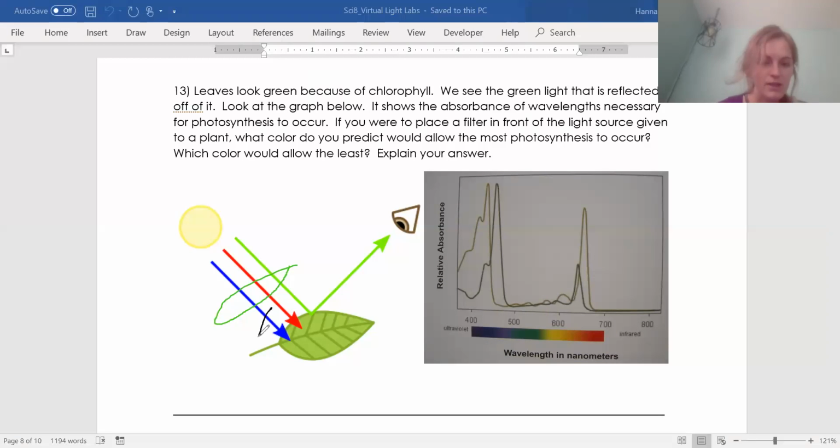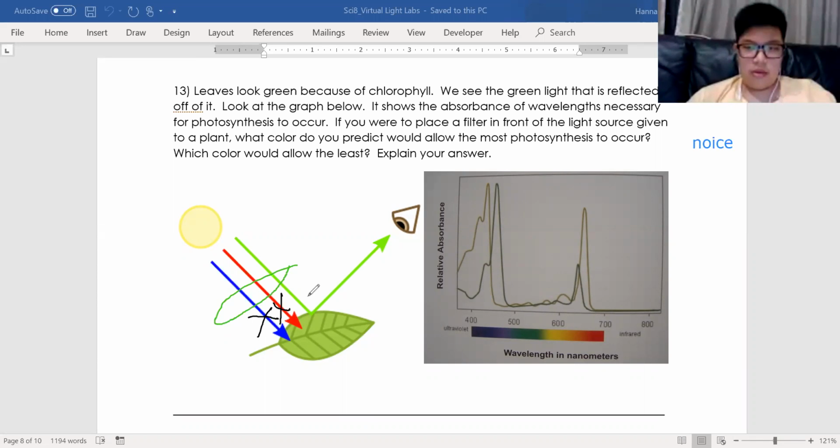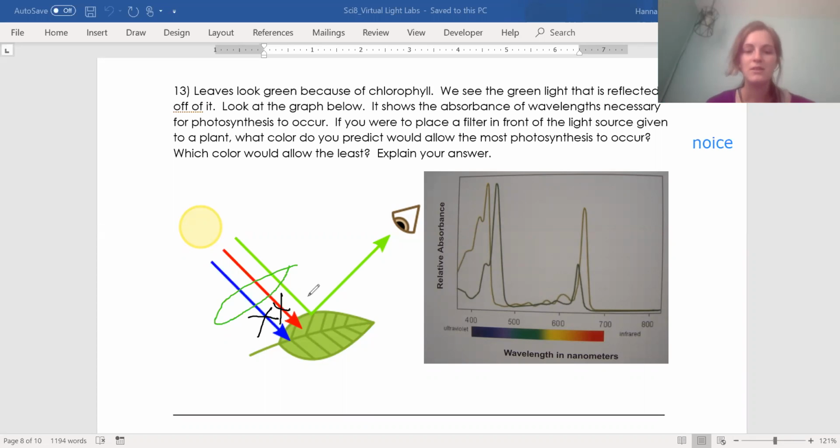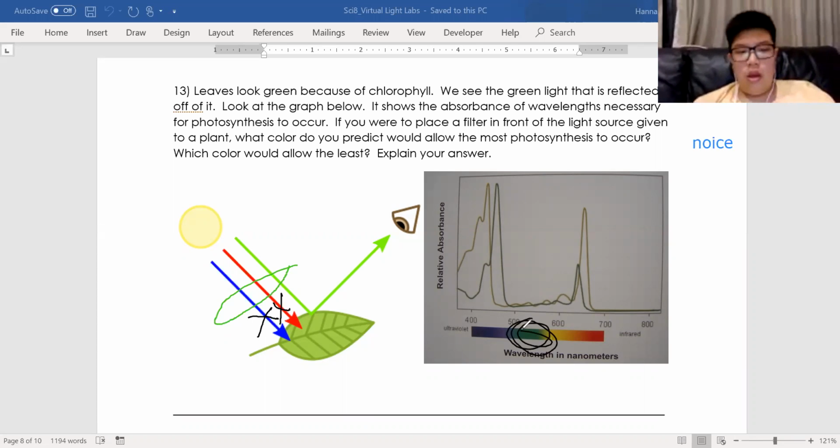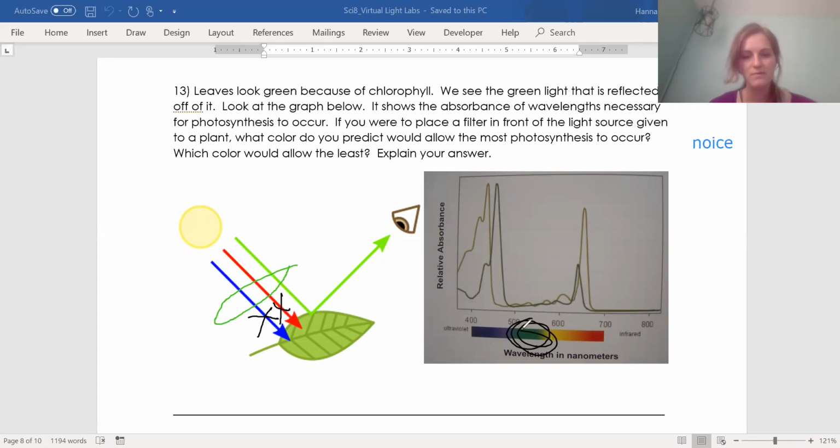So that would mean you would not see blue, you would not see red. They wouldn't make it through the filter. So if in a greenhouse you gave it green lights, would the plant grow? No, wait, because plants don't absorb the green light, right? Right. So if you only gave them green light, they couldn't grow.